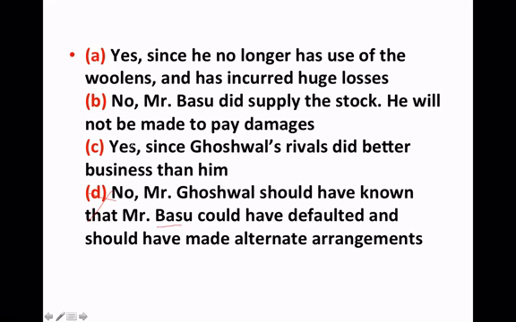Then we can see the next option. No, Mr. Basu did supply the stock. He will not be made to pay damages. Is this true? No, because Mr. Basu supplied the stock late and it is clearly mentioned in the principle that time is the essence of any contract and they had a binding contract between them. The third option says that since Mr. Ghoshwal's rivals did better business than him, we don't have any information about any of the rivals of Mr. Ghoshwal. So this is also ruled out. So option A is correct.